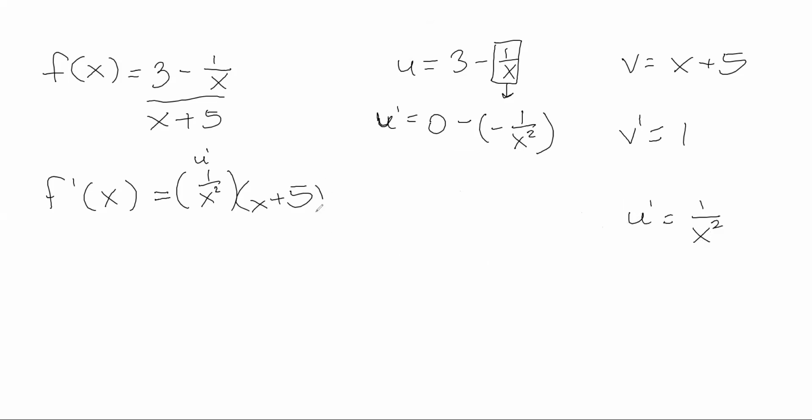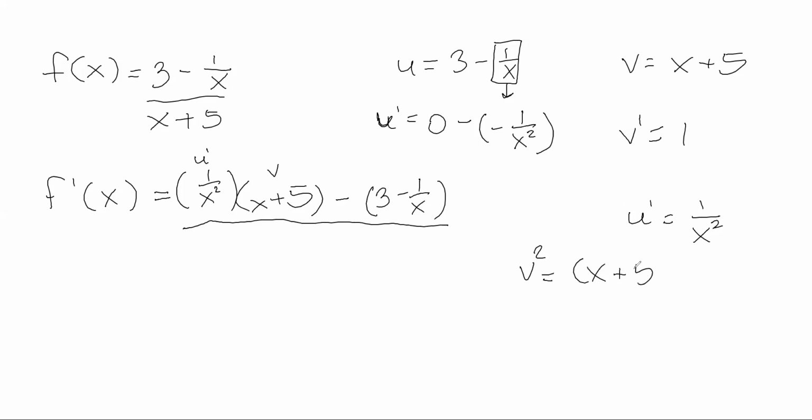And this is v. And then we're going to subtract u times v prime. So we're going to make this 3 minus 1 over x times v prime, which is just 1. We don't even really need to put that. But then that's going to be all over v squared. So v squared is going to be x plus 5 squared. So if we were to expand this, we would make this into x squared plus 10x plus 25.